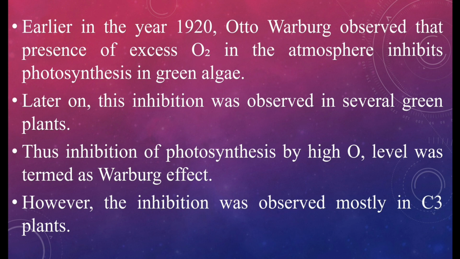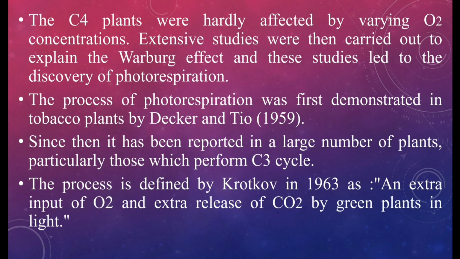So the plants which perform the C3 cycle, where the first stable product of carbon dioxide fixation is a 3 carbon compound, phosphoglyceric acid, are known as C3 plants. So mostly C3 plants show this type of inhibition. C4 plants were hardly affected by varying O2 concentration. Extensive studies were then carried out to explain this Warburg effect, and these studies led to the discovery of the process of photorespiration. Photorespiration was first demonstrated in tobacco plant by Decker and Tio in the year 1959.